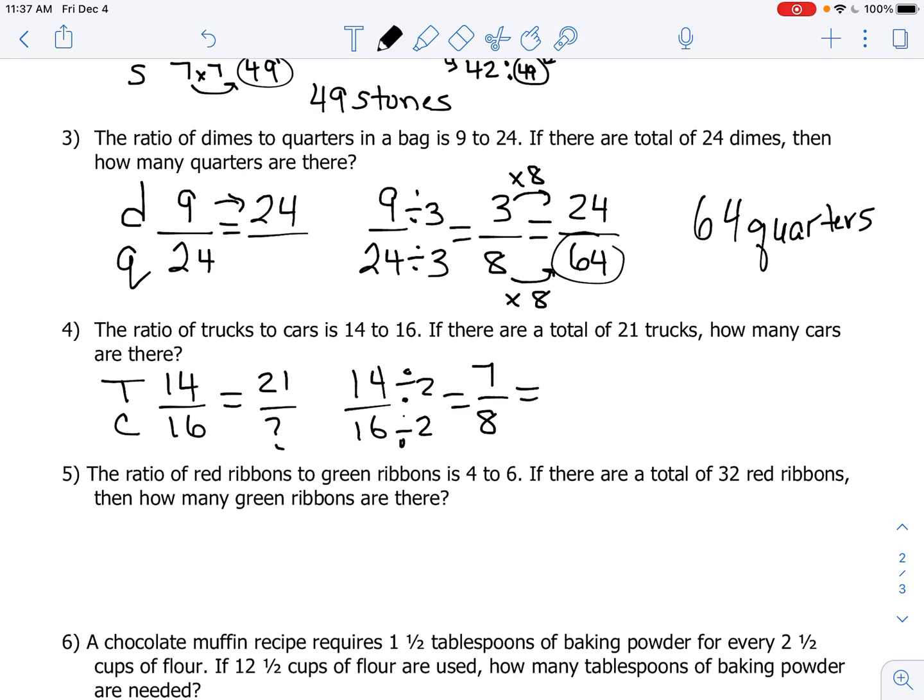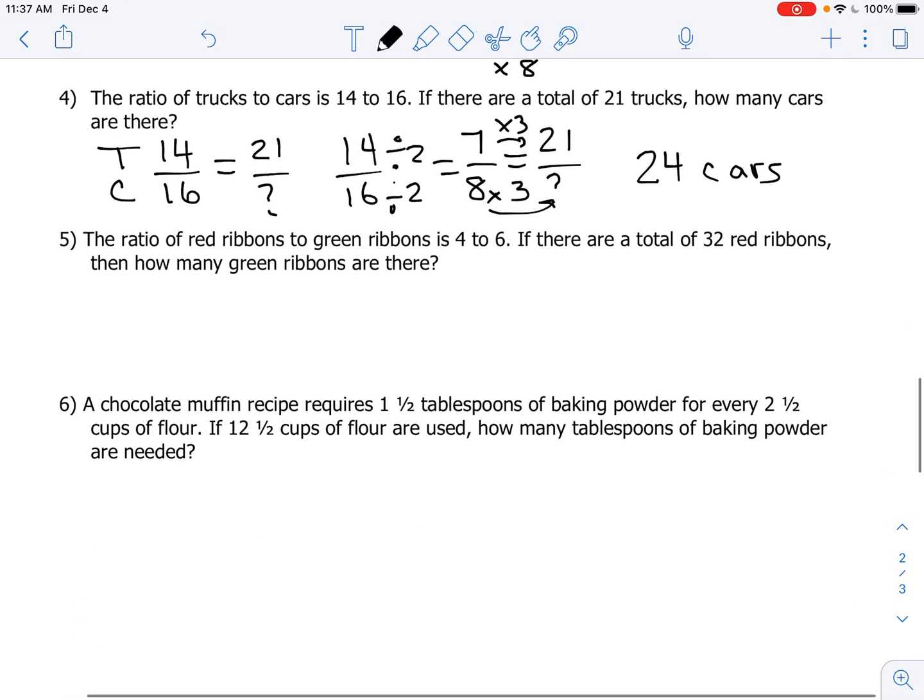Now I can set up an equivalent ratio here, and I notice that 7 times 3 gives us 21, so 8 times 3 would give us that missing number of cars. That's 24. So 24 cars.